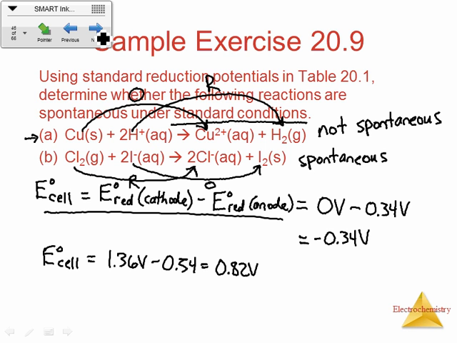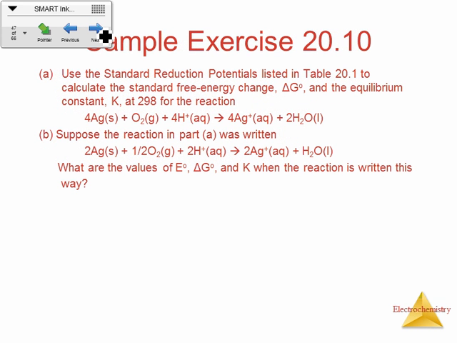And that's a positive voltage, so that would be spontaneous. So that kind of confirms our idea here. Okay, next one. Using the standard reduction potentials listed in table 20.1, use them to calculate the standard free energy change, delta G0, and the equilibrium constant for the reaction.